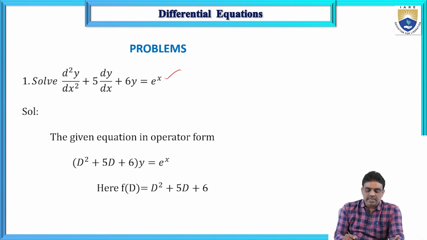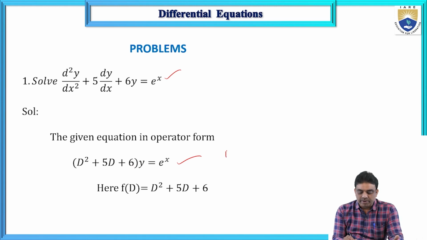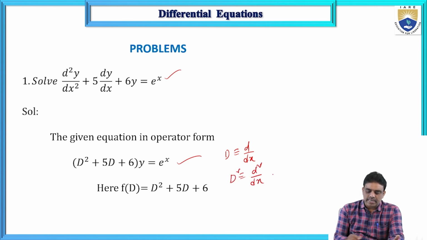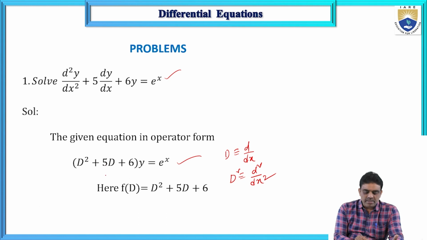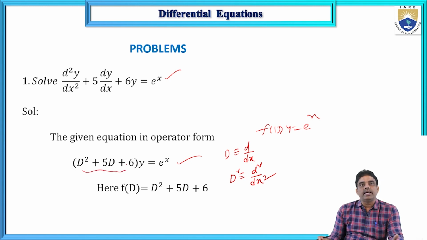The equation can be written in operator form as D square plus 5D plus 6 of y is equal to e power x. What is D? D means d by dx. And what is D square? D square means d square by dx square. So I can write it as D square plus 5D plus 6 of y is equal to e power x. So here, what is f of D? This is in the form f of D of y is equal to e power x. So f of D means D square plus 5D plus 6.